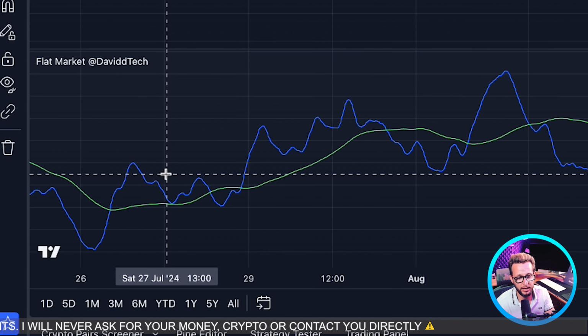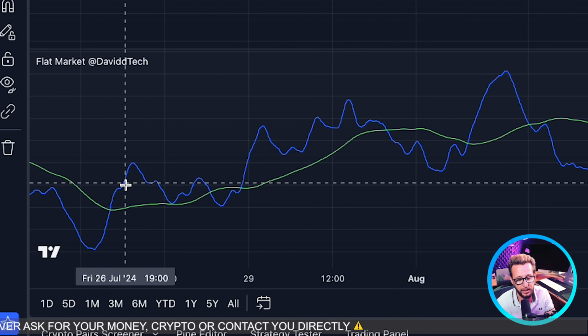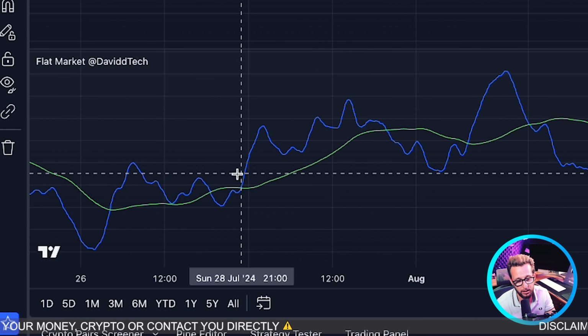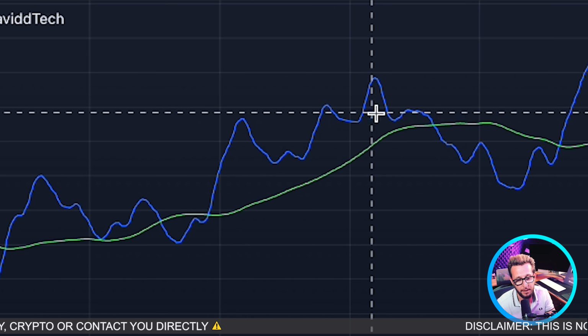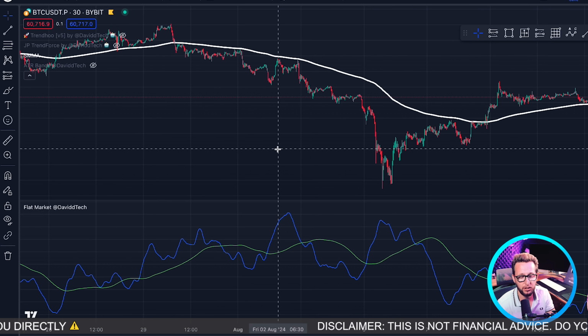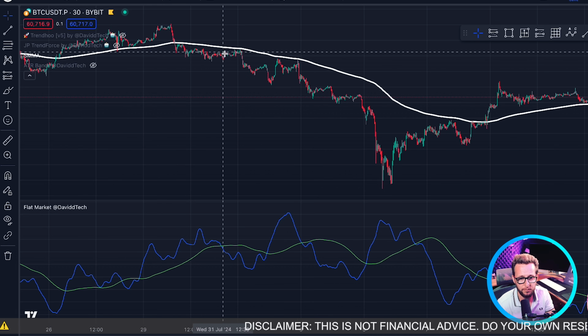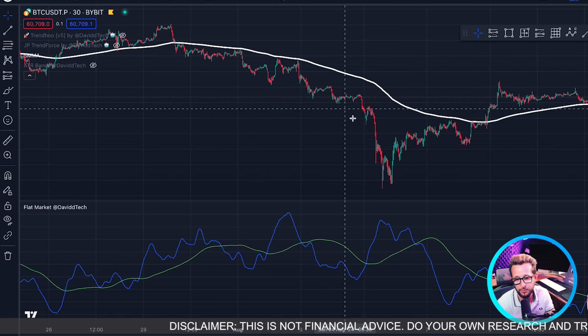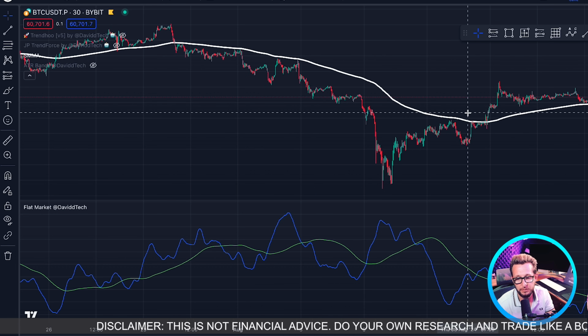So the flat market indicator is this blue line here. We have a moving average, which is the green line. To take longs, we're going to be above that green line, and to take shorts, we're going to be below this green line. Now that's going to confirm our entries. As you can see, it does a really good job at picking up some of these big moves here before the market comes back against us.